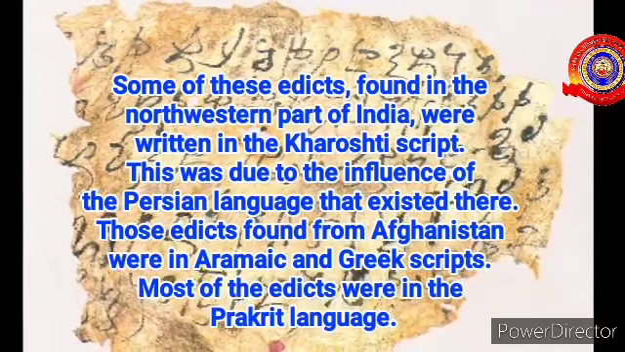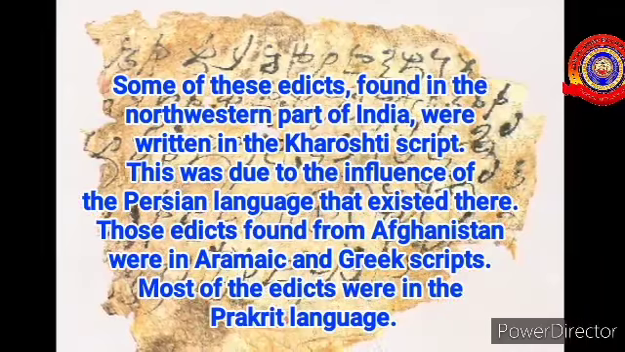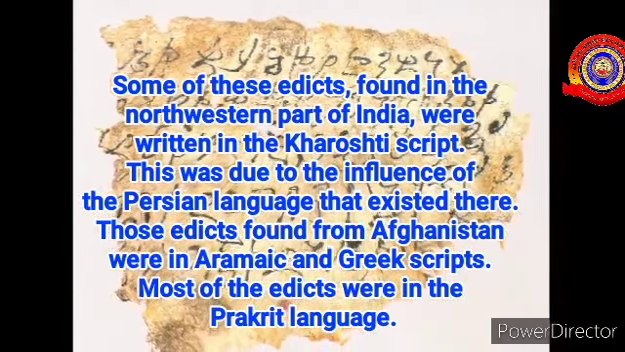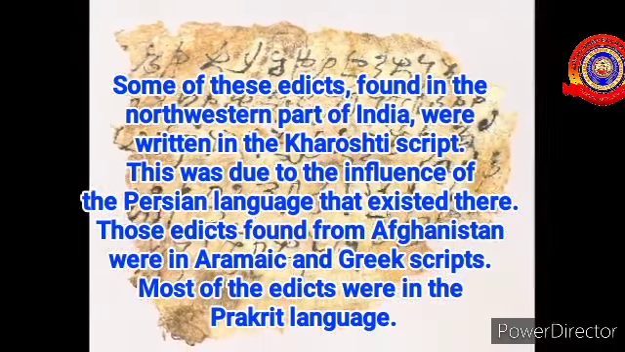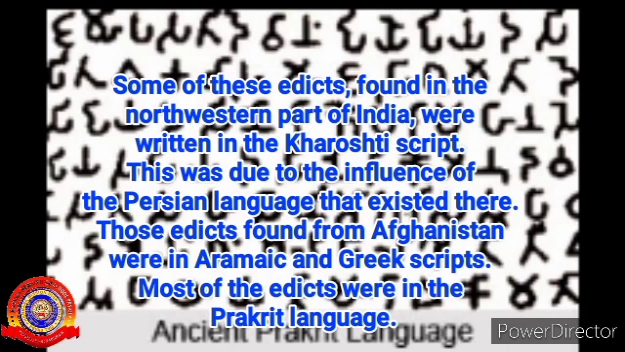Some of these edicts found in the northwestern part of India were written in the Kharoshthi script. This was due to the influence of the Persian language that existed there. Those edicts found from Afghanistan were in Aramaic and Greek scripts. Most of the edicts were in the Prakrit language.